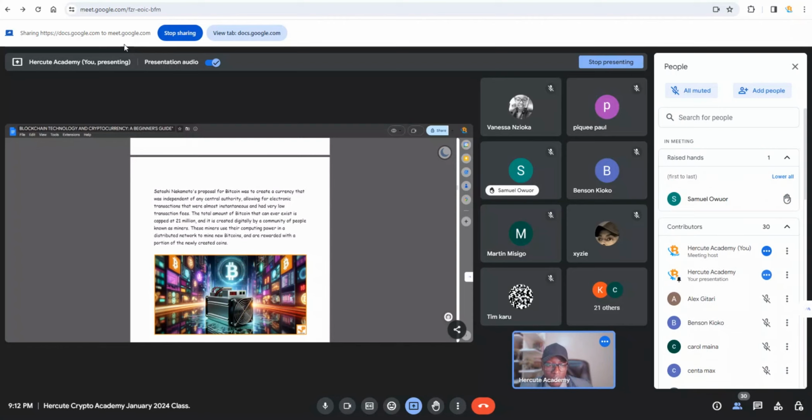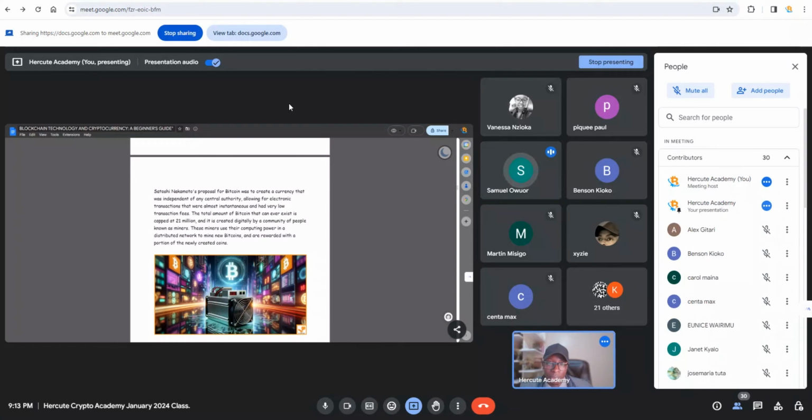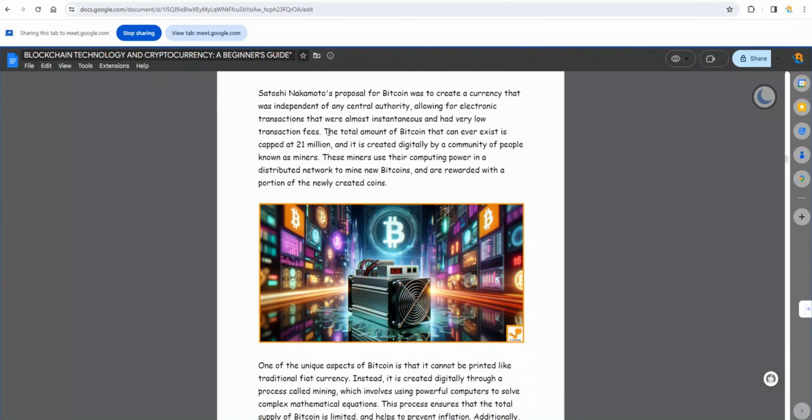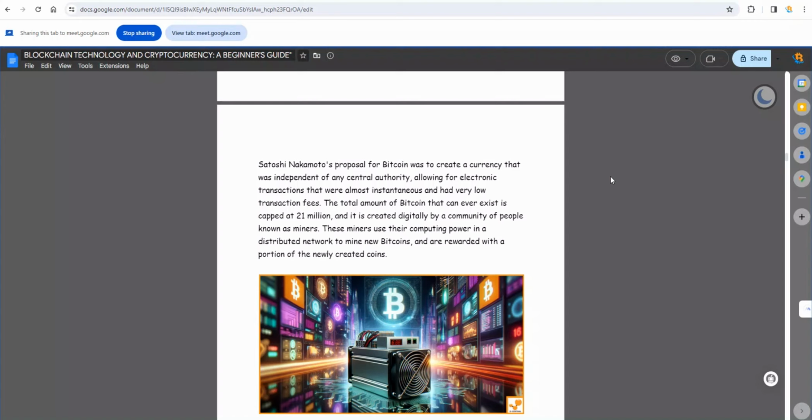Yes, Samuel? Yeah, definitely. If you cap it at a certain figure and the demand goes up, it means that the demand will be more than the supply. Hence, the value will also maybe go up or be maintained at what it is. Correct. So, in simple terms, it means chances of Bitcoin having inflation are low, right? Is that so, Samuel? Yes, that's what it means. Yeah. Correct. Thank you.